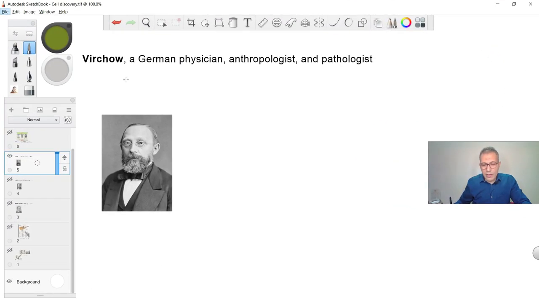The third scientist, he was, by the way, a German physician, and anthropologist and a pathologist, and he was called the father of pathology.